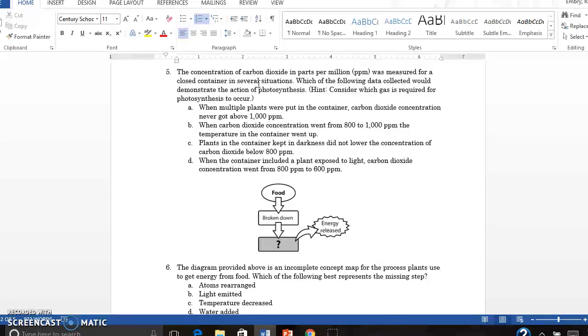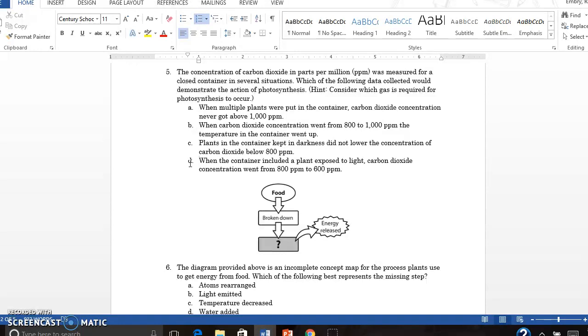And since carbon dioxide is in the atmosphere and plants use that for photosynthesis, you need something where the carbon dioxide levels are decreasing. Okay, well, B says when carbon dioxide concentration went from 800 to 1,000 parts per million, the temperature of the container went up. Well, obviously, if photosynthesis is occurring, the levels of carbon dioxide should not increase. So B is incorrect for that reason.